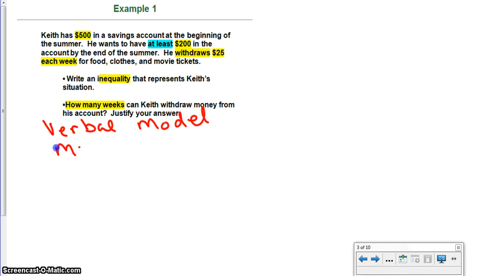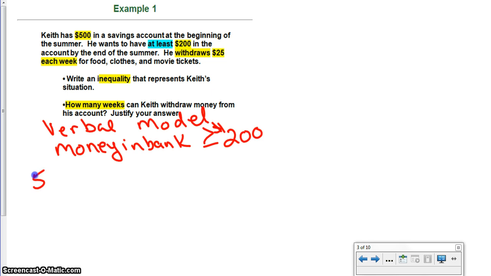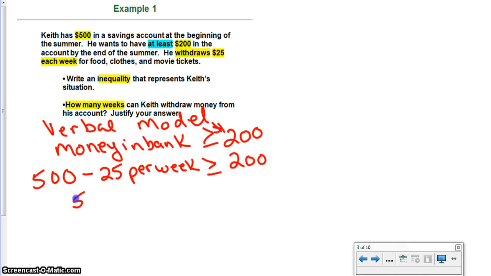The money in the bank has to be greater than or equal to $200. Okay. Now, how will he have money in the bank? Well, he starts at $500 and then he removes $25 per week. Okay. That has to be greater than or equal to the $200. 500 minus 25. Let's give this a label of W. But see, by this arrow, I can clearly tell that W stands for weeks, greater than or equal to 200.